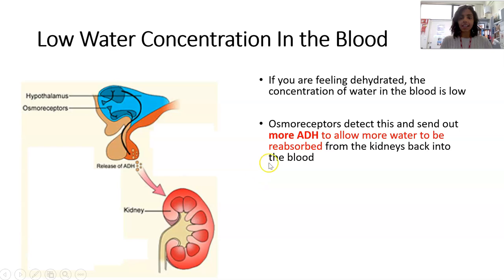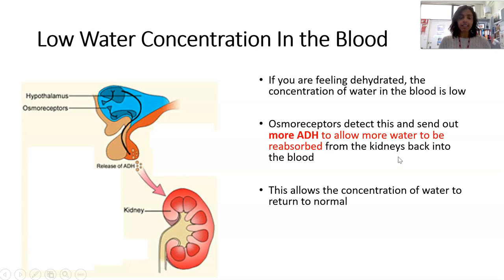This means less water is excreted, which means more water is reabsorbed back into the body. The effect that this has is that it raises the water concentration of the blood, and the volume of urine that you produce is quite small, and the urine appears to be more concentrated because there's less water in it.